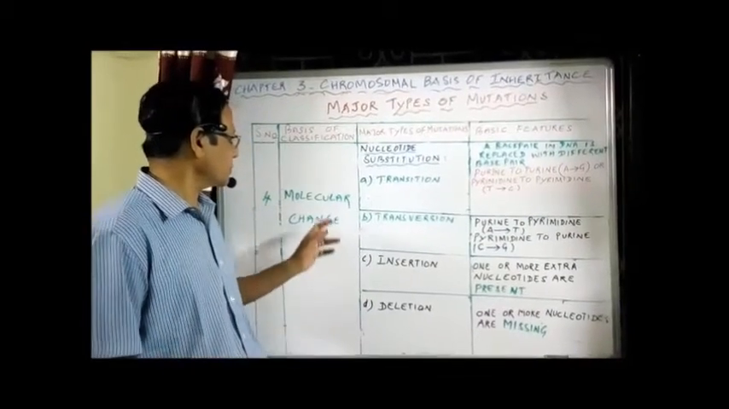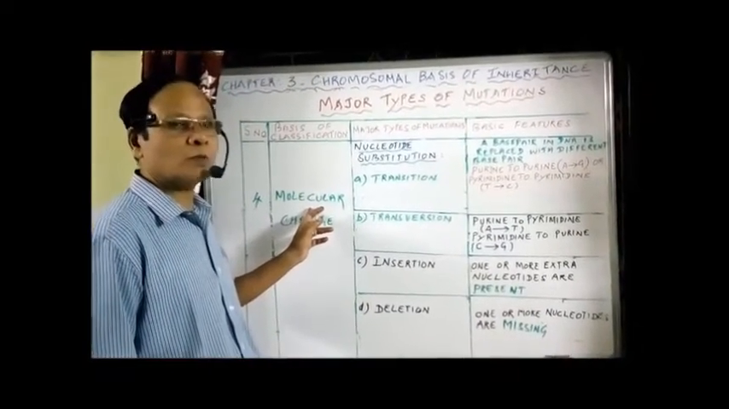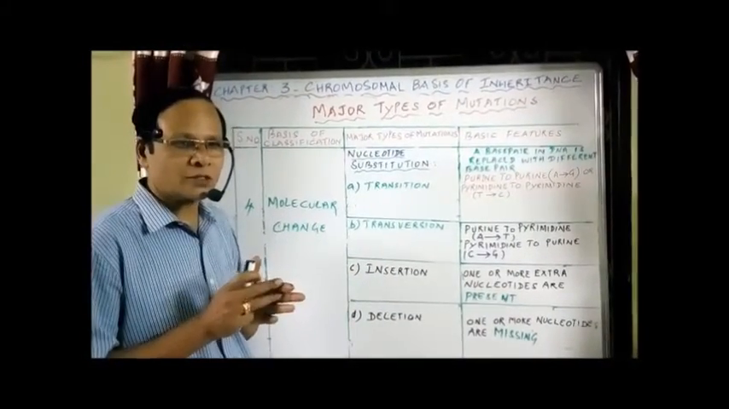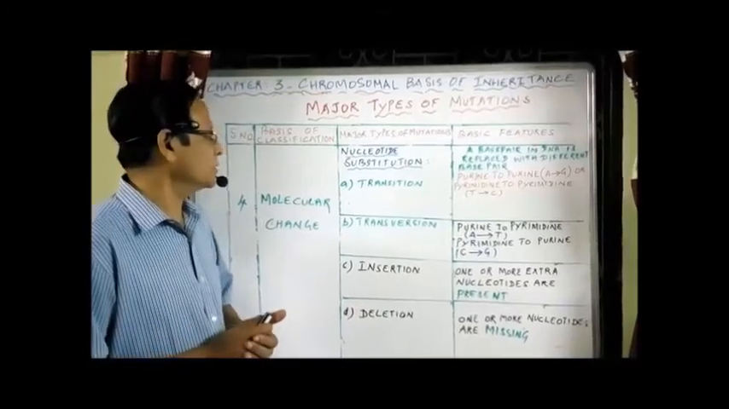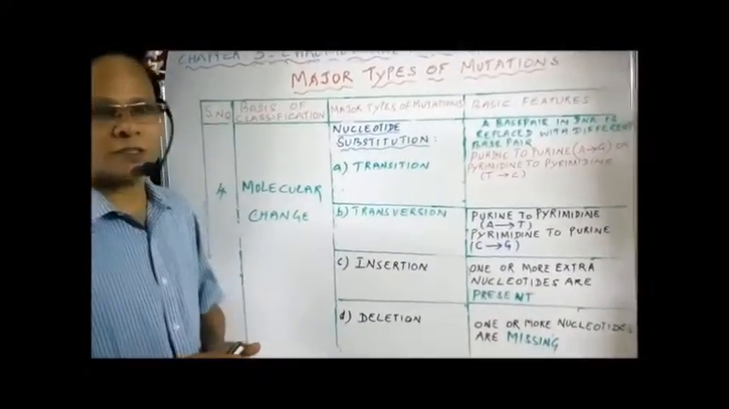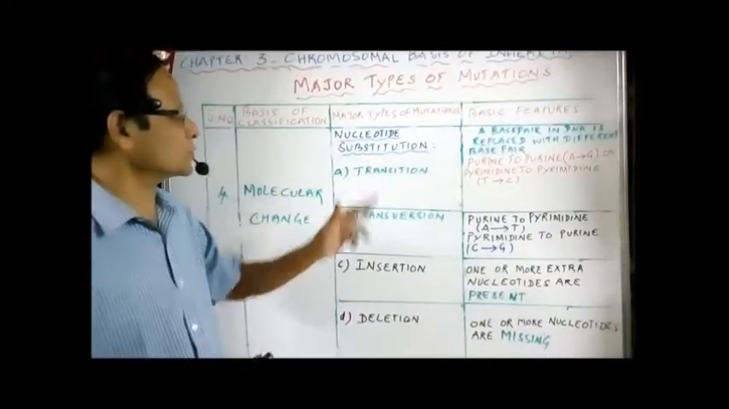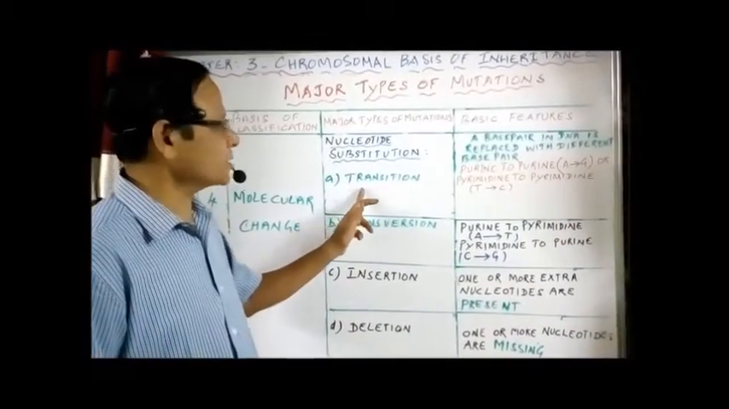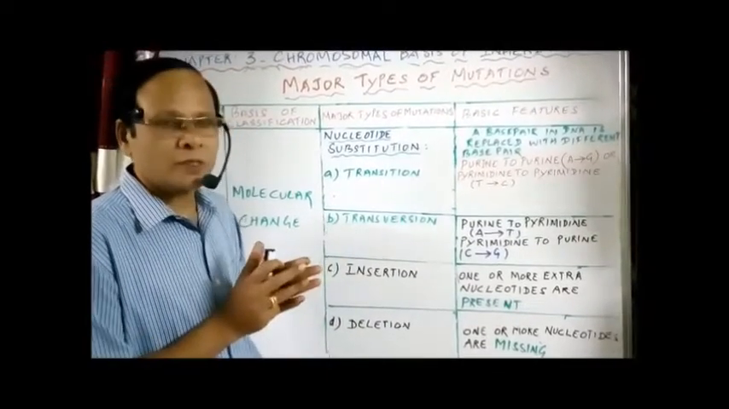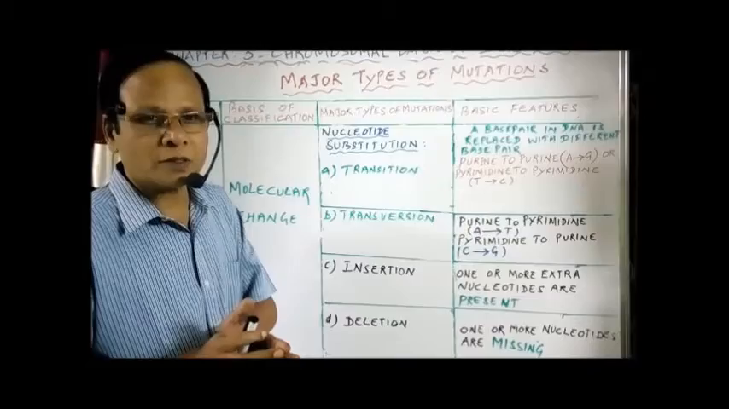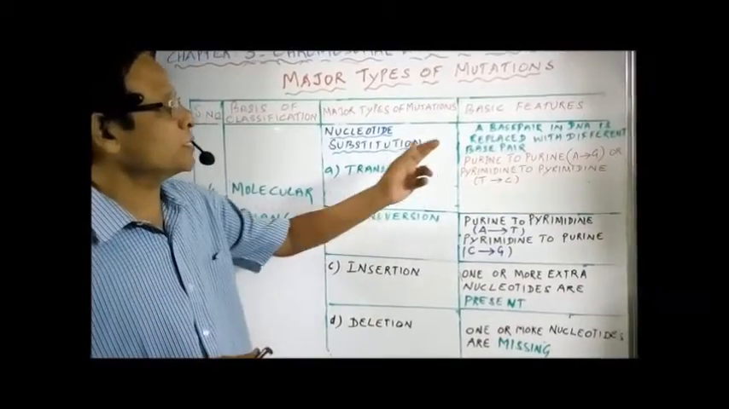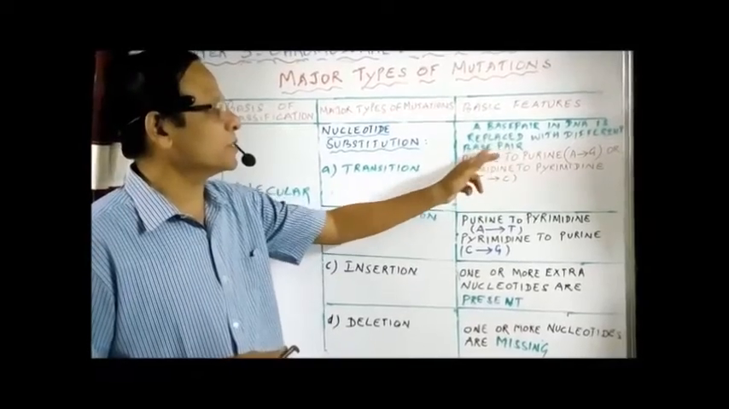Now the fourth type of mutation is based on the molecular change. That is nothing but change within the DNA molecule, normally a nucleotide substitution. Now the first type, transition, I already explained that one. Here a purine is replaced by another purine, or a pyrimidine is replaced by another pyrimidine. So a base pair in DNA is replaced with a different base pair.